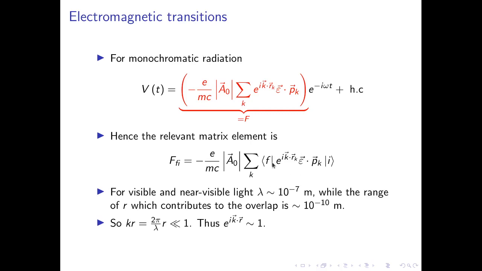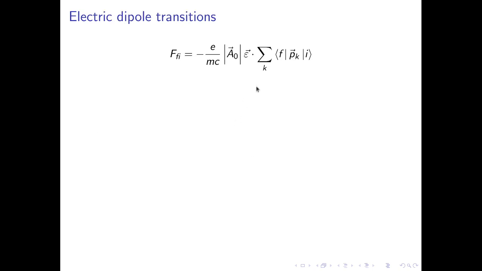You are setting this equal to 1, and since the epsilon vector here is a purely classical object, with no operators in it, we can move the epsilon vector dot outside. So the expression for the matrix element of F between the final state F and the initial state I simplifies to this expression. So ultimately you have to figure out the matrix element of the momentum operator.